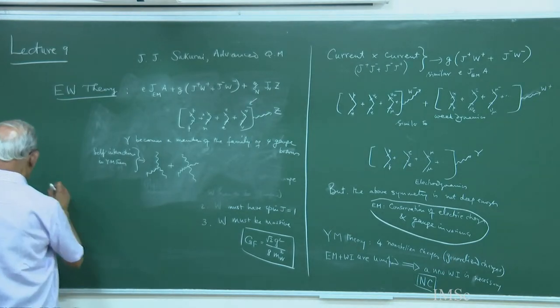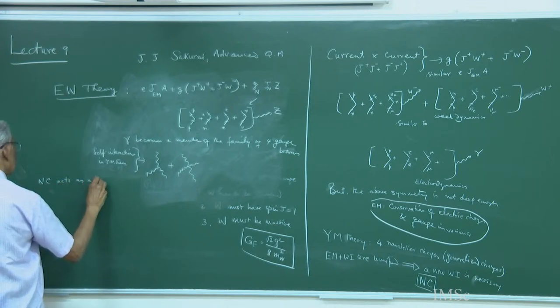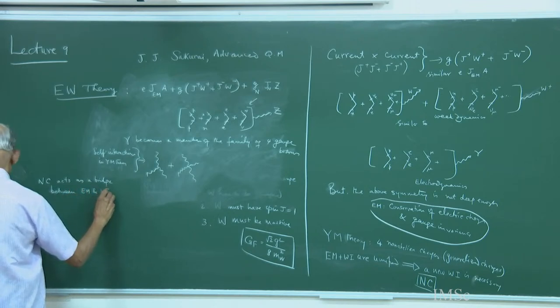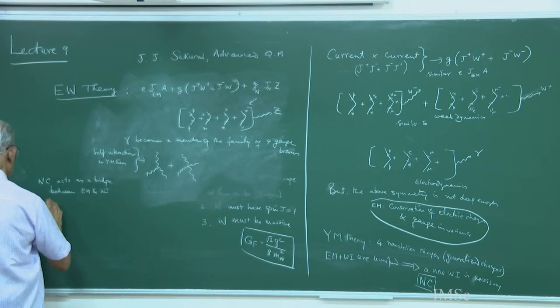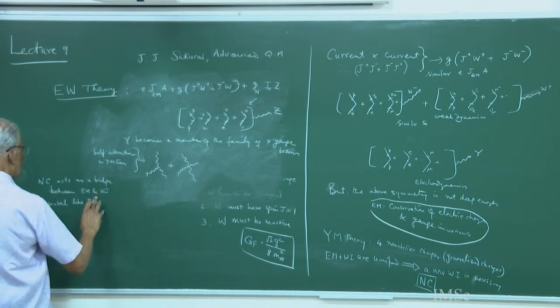Neutral current, some important points about neutral current. Neutral current acts as a bridge between electromagnetism and the original weak interactions. It is neutral like electromagnetic current. Electromagnetic current also is neutral because it does not change the charge.